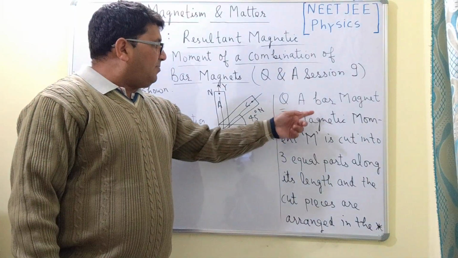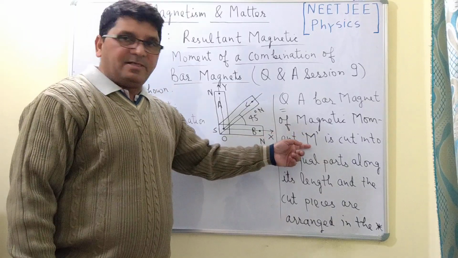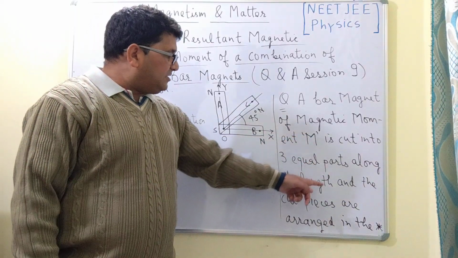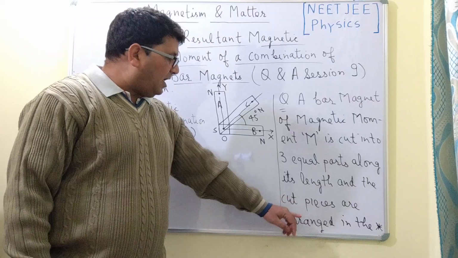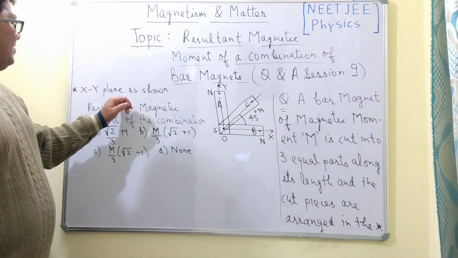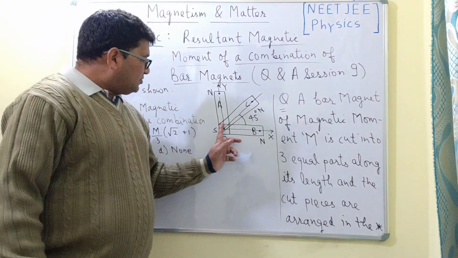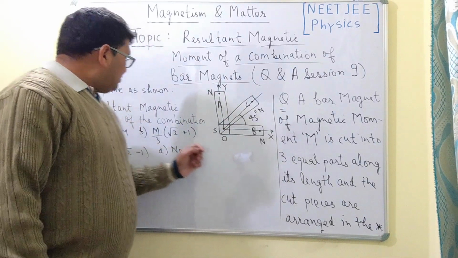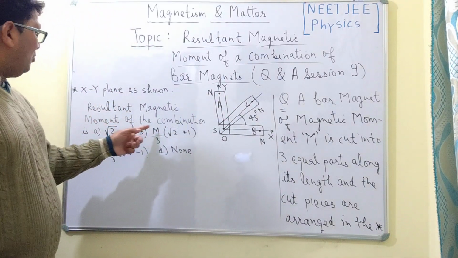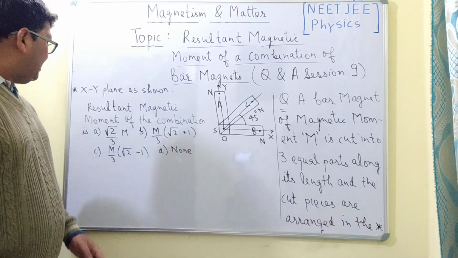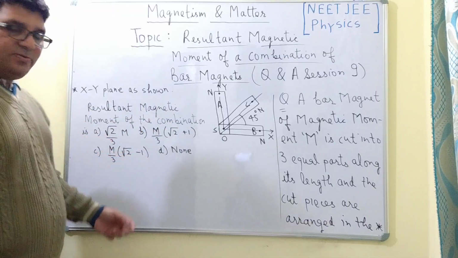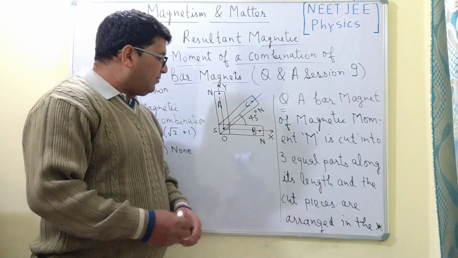The question is: a bar magnet of magnetic moment capital M is cut into 3 equal parts along its length, and the cut pieces are arranged in the XY plane as shown in this figure. This is the x-axis, this is the y-axis, this is the origin. The resultant magnetic moment of this combination of bar magnets is, so here we have 4 options and we have to find the correct option.